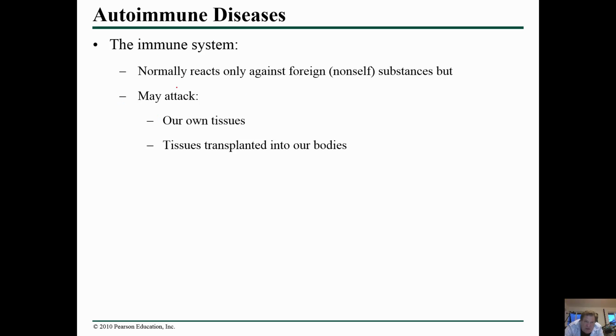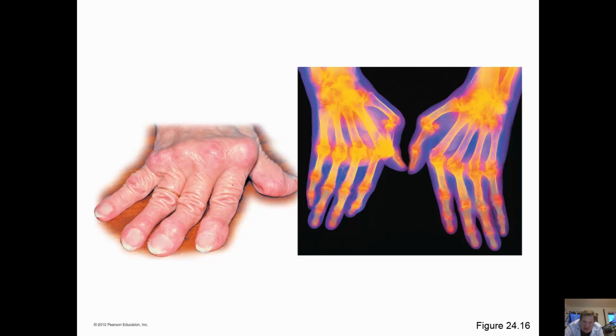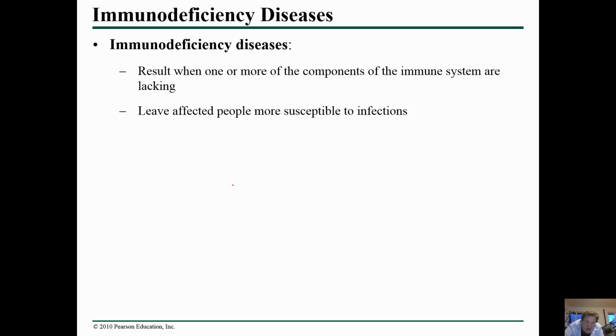Our immune system normally reacts only to foreign, or what we call non-self, substances. It can attack its own tissue, but these are relatively rare cases. Examples of this include lupus, insulin-dependent diabetes, multiple sclerosis, and rheumatoid arthritis. Here's an example of rheumatoid arthritis.